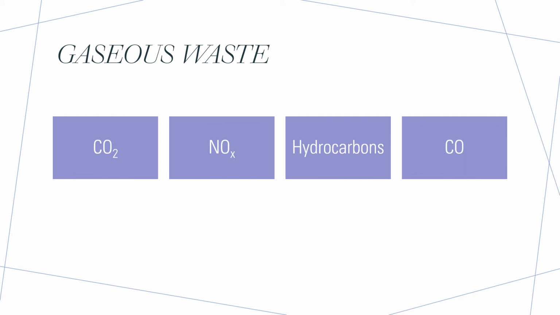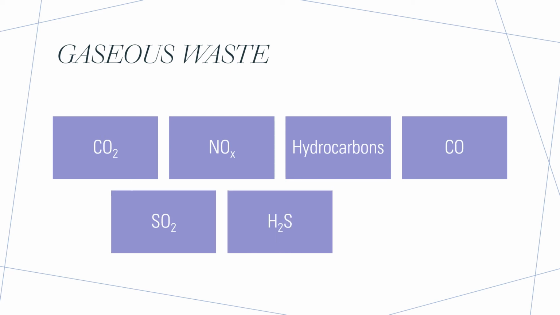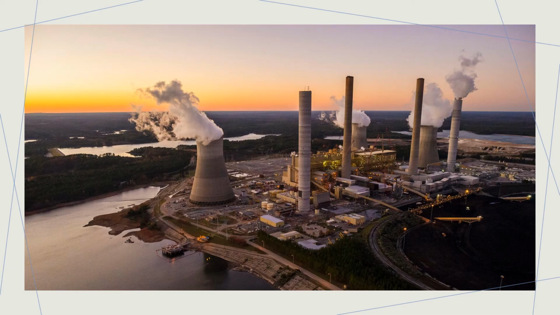Carbon monoxide comes from internal combustion engines. Sulfur dioxide is produced by the burning of coal. Hydrogen sulfide comes from geothermal power plants. And finally, methane is produced by the anaerobic decomposition of organic matter. Some of the gaseous waste are called greenhouse gases because they are capable of warming the earth by absorbing and emitting infrared radiation. These greenhouse gases include carbon dioxide, methane, nitrous oxide, water vapor, and chlorofluorocarbons.